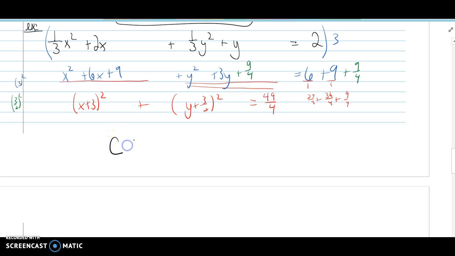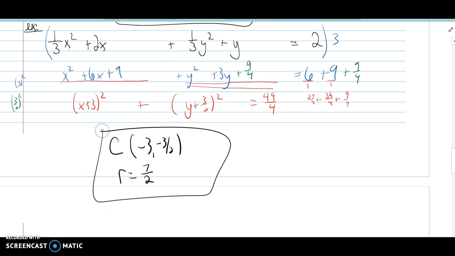Now to the answer. The center is -3, comma, -3 halves. The radius is the square root of that number, and the fact that it's an improper fraction makes it much simpler to find the square root of it. The square root of the numerator divided by the square root of the denominator, we see the radius is 7 halves.